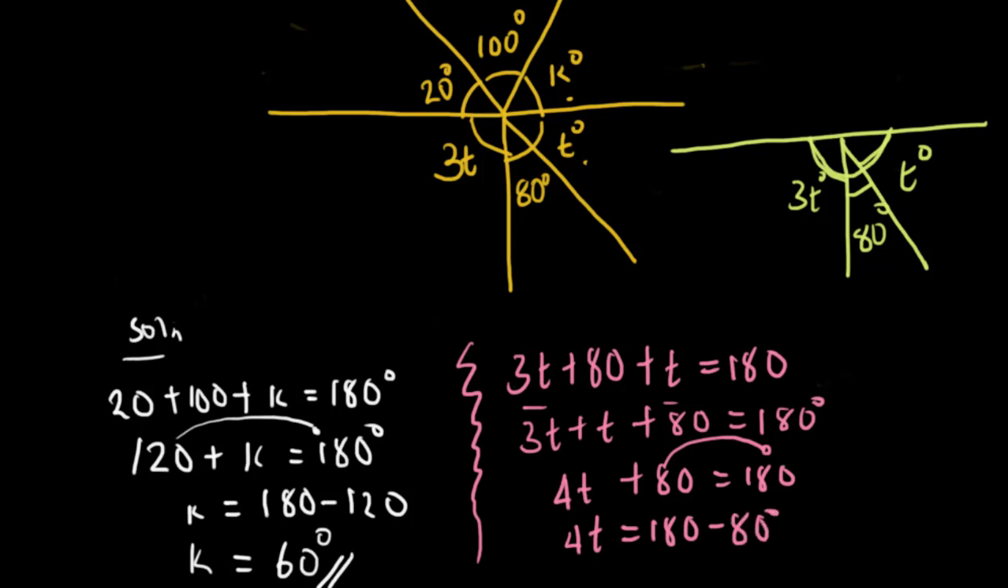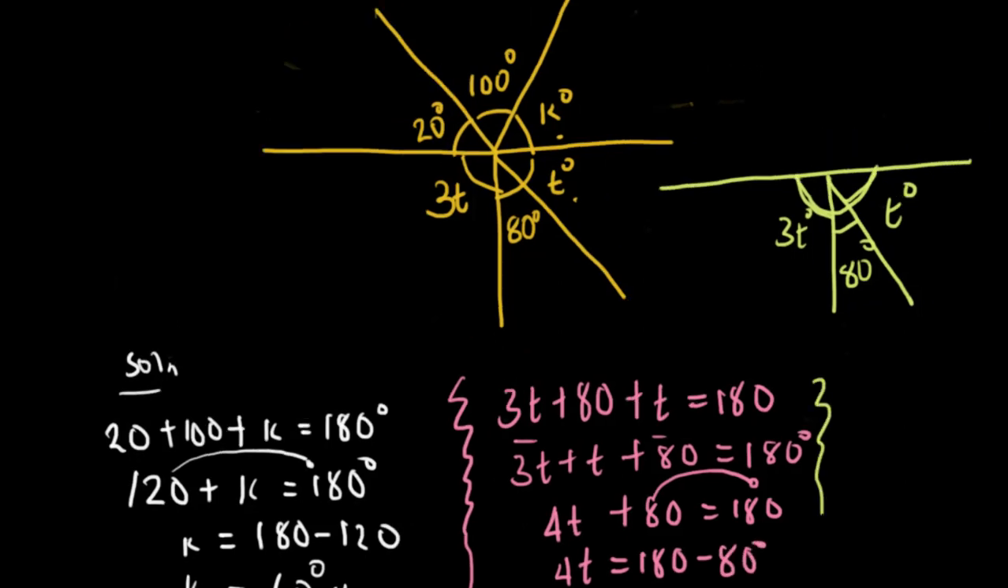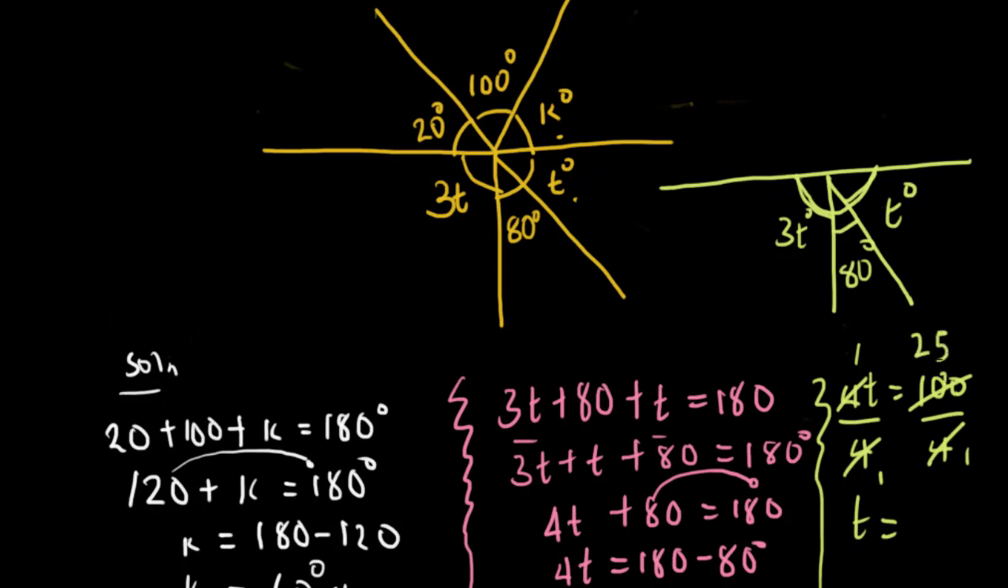Do you understand this? Alright, let me do the remaining here. So I'll have 4t equals 180 minus 80, which is 100. So to find t, I divide both sides by 4. 4 into 4 is 1, 4 into 4 is 1. I'm left with t equals 100 over 4. 4 into 10 is 2, remainder 2. 4 into 20 is 5. So it means t equals 25 degrees. Do you understand?